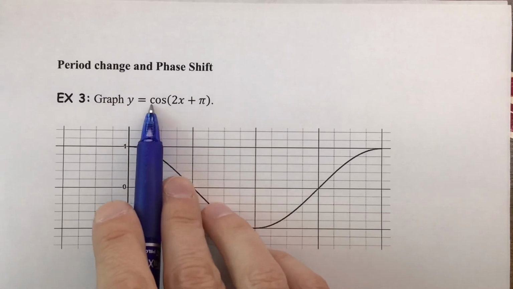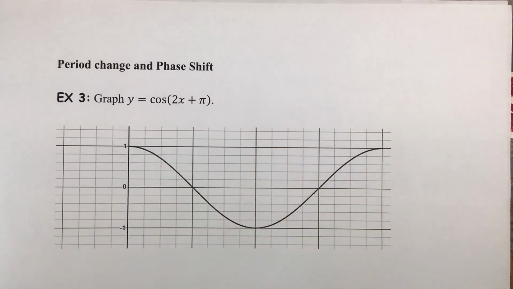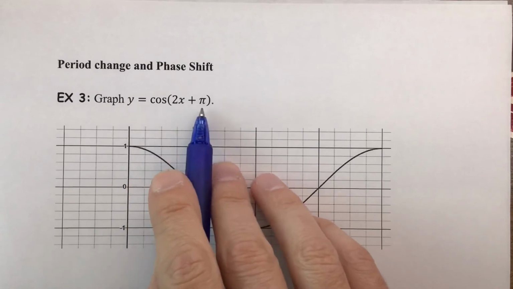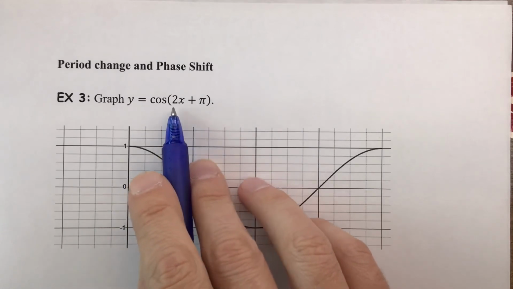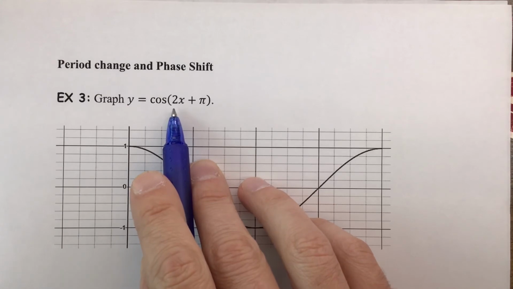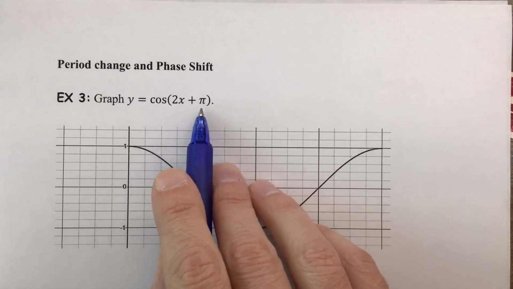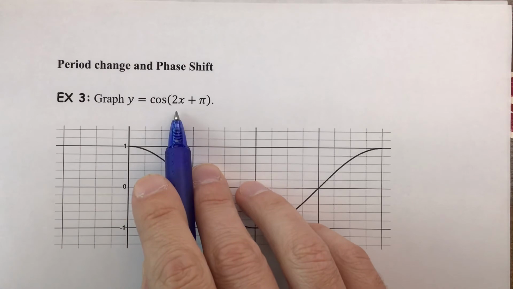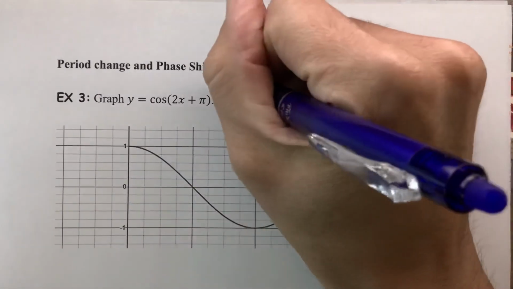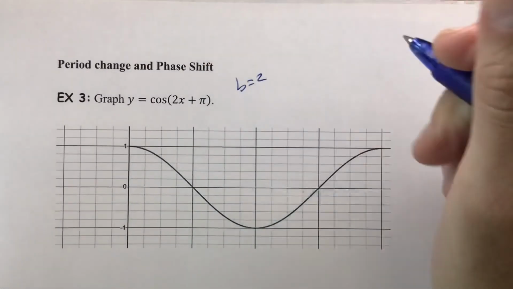We don't have an a value and we don't have a d value, so we're not going to have any vertical shifting from the d value, and we're not going to have any vertical stretching or flipping from the a value. We just have a b and a c. Now the b value, we've already talked about what that one does. The b value by itself, without the c, is going to change the period. We have a b value that's equal to 2.